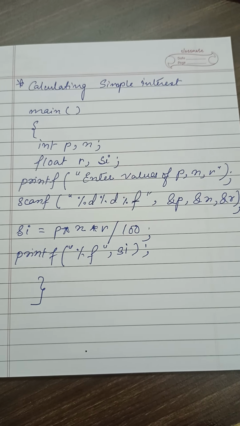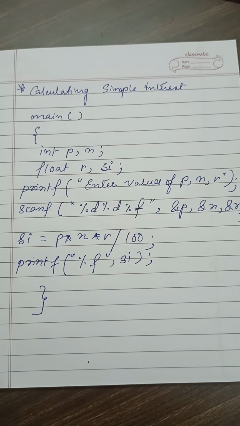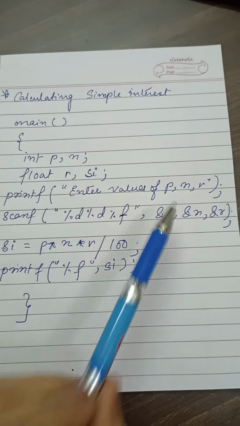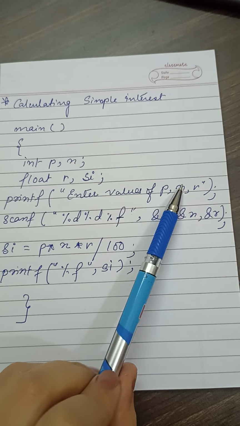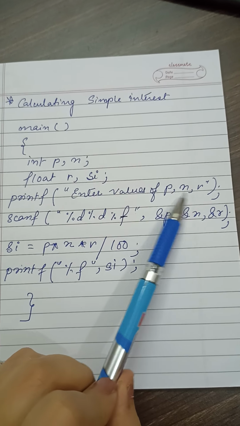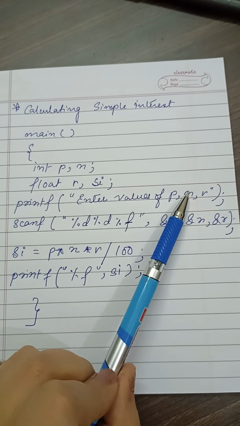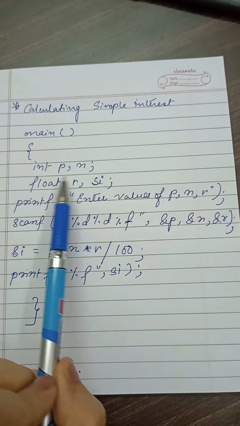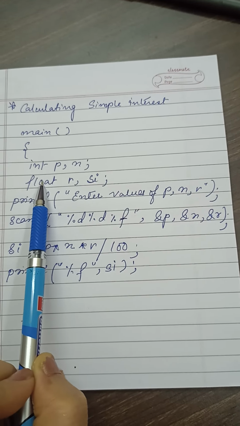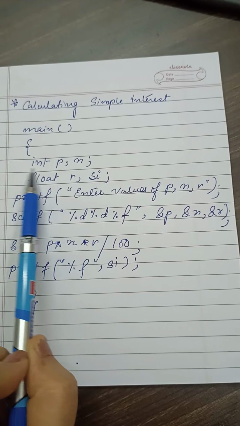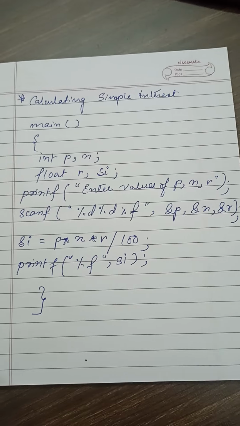So here I have declared two integer type variables and two float type variables. Before using p and r in any program, before using a variable, we first need to define what type of variables they are. So before using these variables, we first need to declare their data types. P and r are integer type, and s and si and r are float type variables.